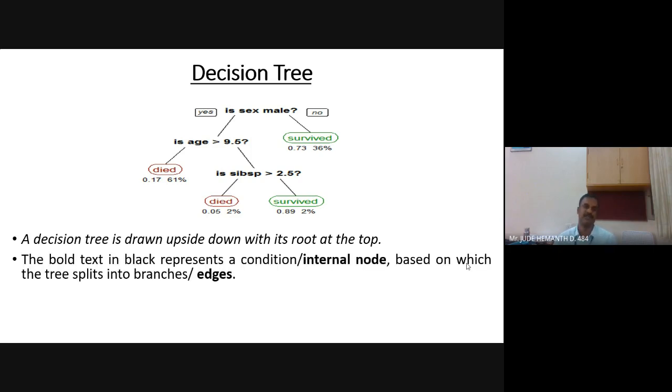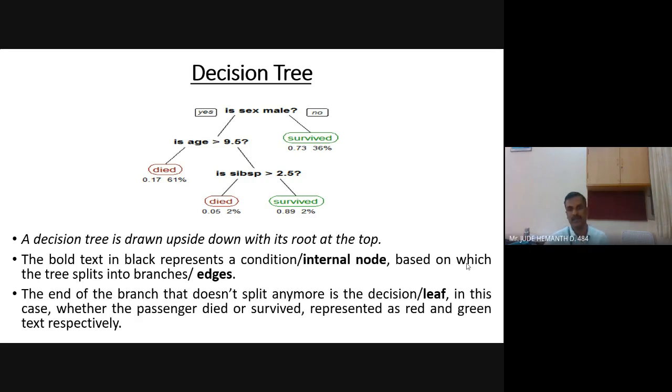So technically speaking, the bold text corresponds to an internal node, right? The first question is called a root node. But the age and the number of siblings, the bolded text, are called internal nodes, right? Based on the internal node, I am going to split into branches or edges. Remember, each node, whether it is a root node or an internal node, has 2 branches.